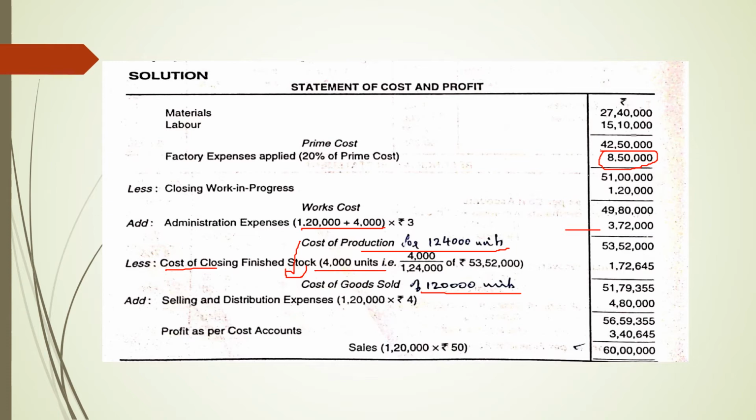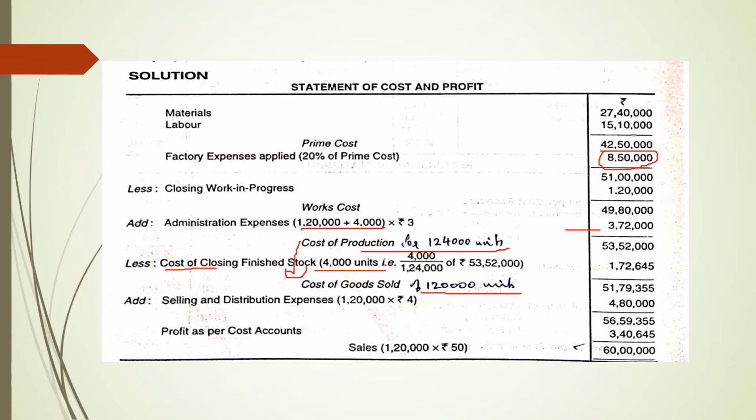Therefore, what is the cost per 1 unit? How to calculate? For 1 lakh 24,000 units, the cost becomes 53 lakh 52,000. So the cost per unit of production becomes 53 lakh 52,000 divided by 1 lakh 24,000 units. That becomes 43.16 cost per unit. It is 43.1612, like that. The decimal places are more.